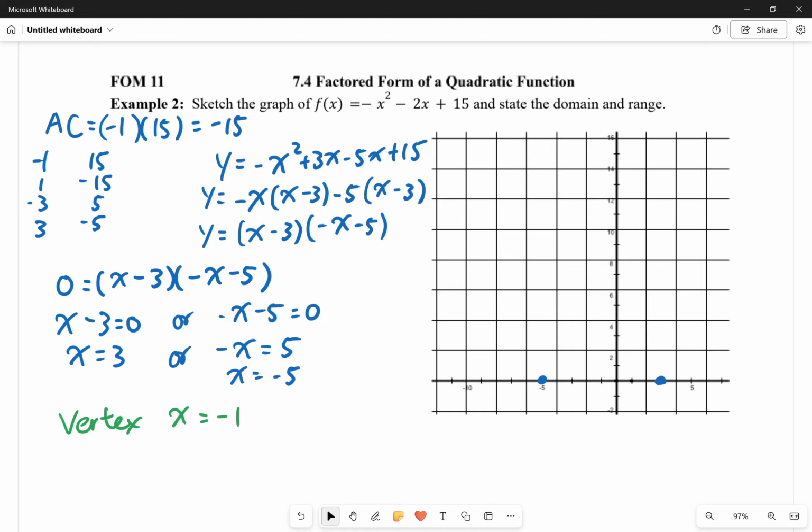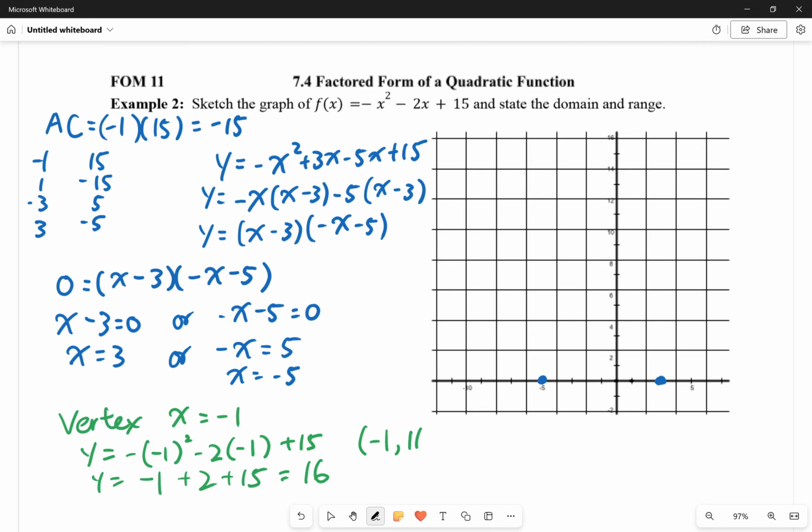Perfect. So we can use our formula or our function there to go find the y. Negative of negative 1 squared minus 2 times negative 1 plus 15. Negative 1 squared is positive 1. There's a negative still in front though, so it becomes a negative 1. Negative 2 times negative 1 is plus 2. And then plus 15. Combine all that, you get 16. Okay. So my vertex is at negative 1 and 16.